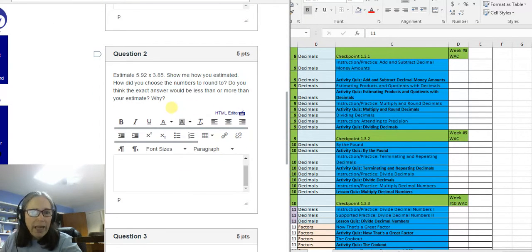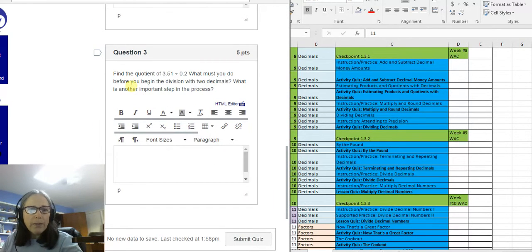Number 2 is an estimate. You're estimating this, and then you're supposed to answer, how did you choose the numbers to round to? And do you think it's more or less, and why? Make sure you answer all those questions. So here it's like 5 and 92 hundredths. Is that closer to 5 or 6? This is 3 and 85 hundredths. Is that closer to 3 or 4? Do your estimate. Tell why you chose what you did.